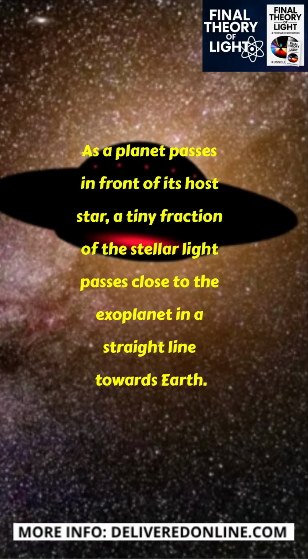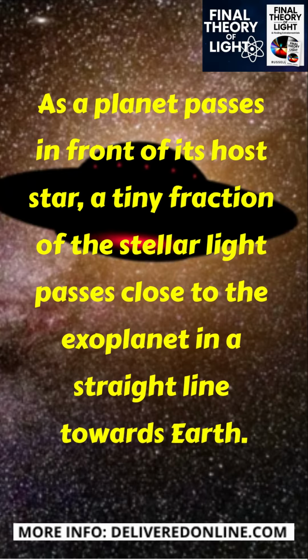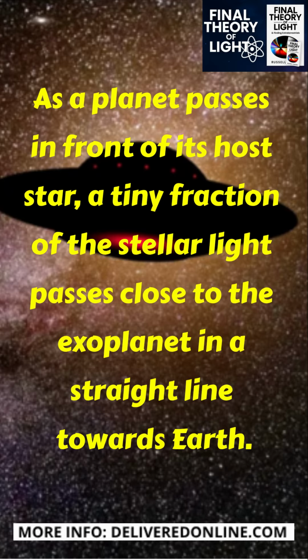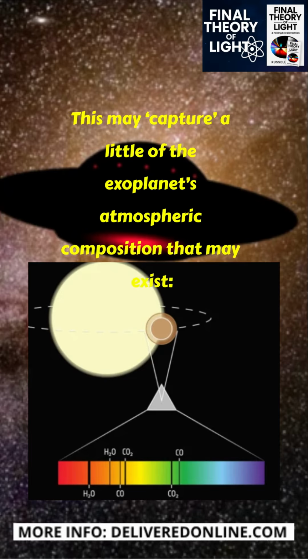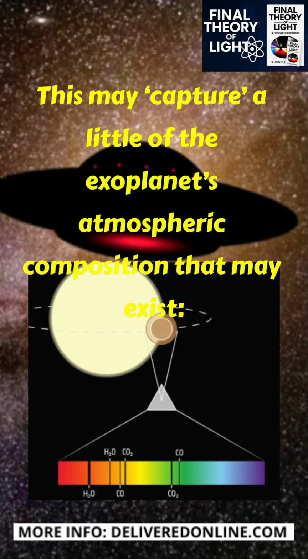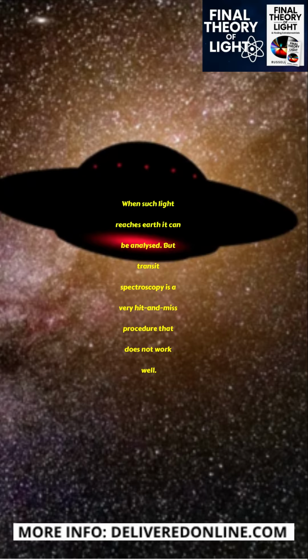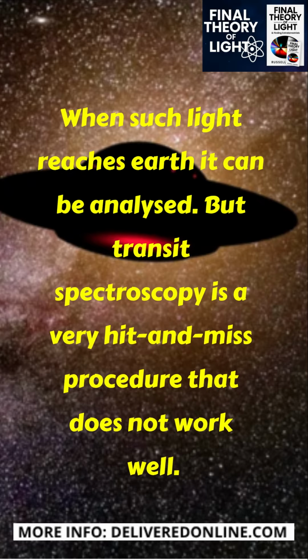As a planet passes in front of its host star, a tiny fraction of the stellar light passes close to the exoplanet in a straight line towards Earth. This may capture a little of the exoplanet's atmospheric composition that may exist. When such light reaches Earth, it can be analyzed.